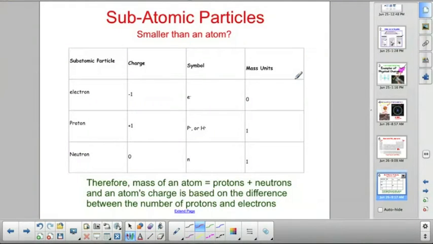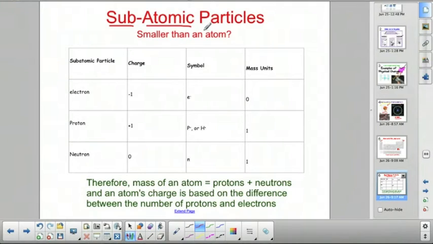As I said before, Democritus was wrong. There is something smaller than those grains of sand, and in fact, unfortunately, there are things that are smaller than an atom, and that's where we come up with the subatomic particles, okay? So sub meaning underneath the atom.